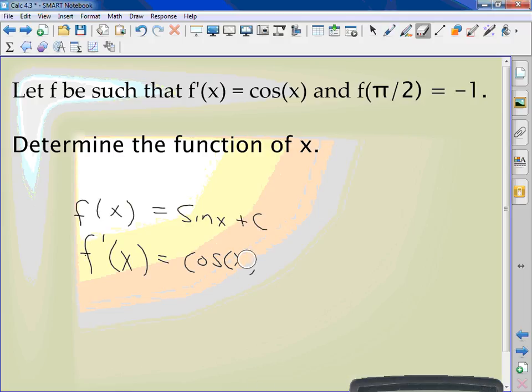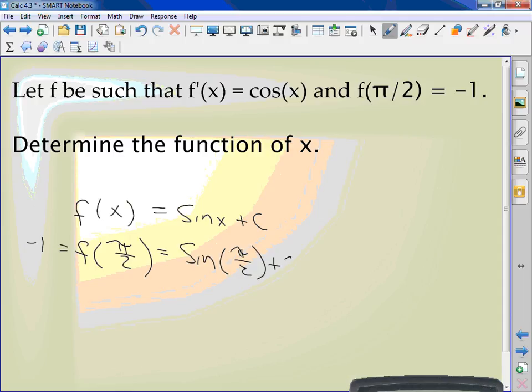Do you see what I did? We know that f prime is cosine of x. So to find out what f was, I took the antiderivative. Now I know that f of pi over 2 is equal to negative 1, right? So I have sine pi over 2 plus c. This right here, that's what we know up there.